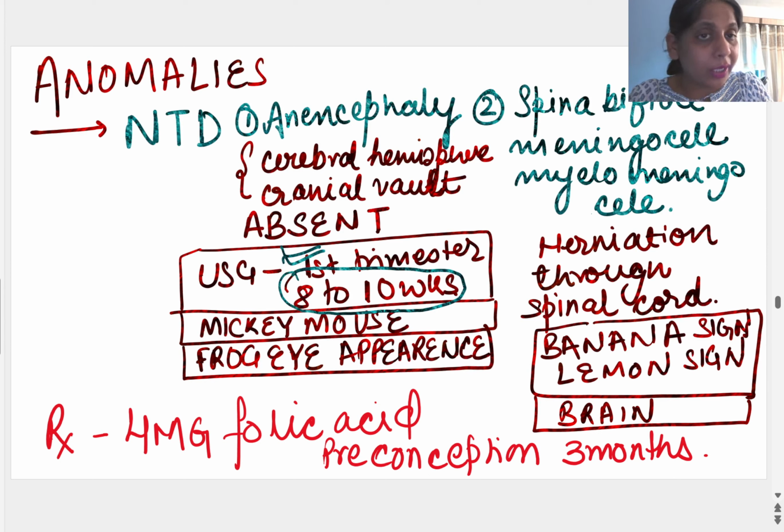Okay, right. And in the brain there will be banana and lemon sign. What is the treatment? This pregnancy you have to terminate. And this is a question of FMG June 21. Please listen carefully. What is the treatment? If this does not happen in the next pregnancy, we have to give 4 mg folic acid, therapeutic dose, which prevents neural tube defects in another pregnancy.